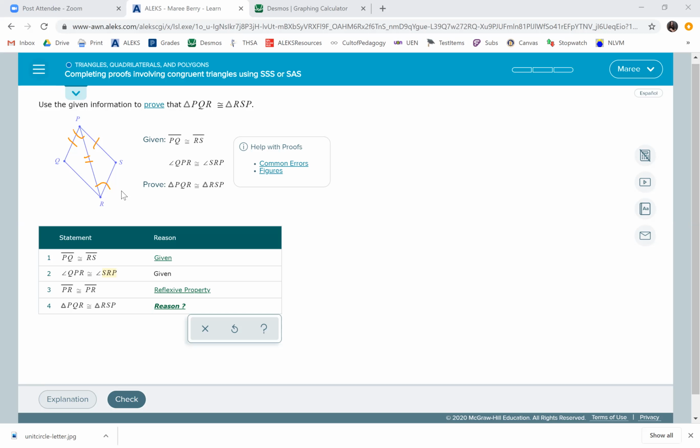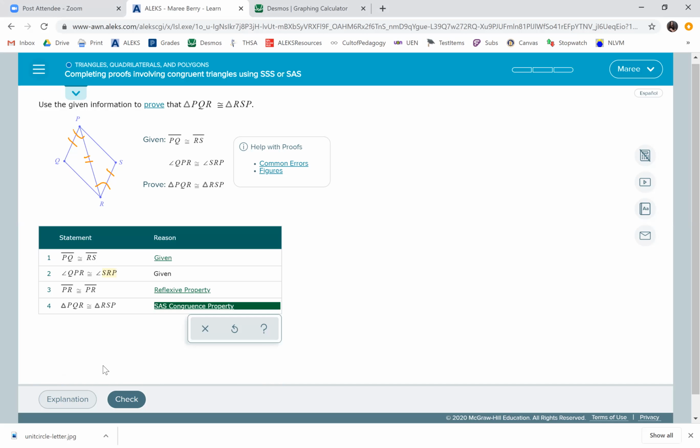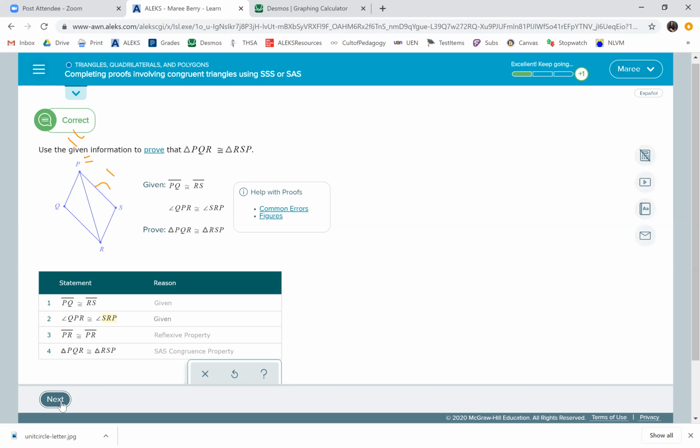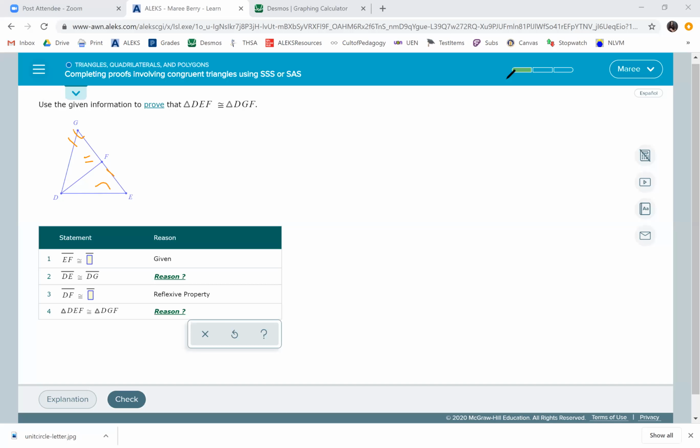Oh, I know why. Because I put the hash mark on PS, but it's actually SR. That's why. Whew. There we go. Okay, that makes sense. So now we have the two sides with an angle in between, which is side angle side. So we have to come down and find side angle side. And the title of this topic is proving with SSS or SAS. So you don't have to worry about the other triangle congruence parts.